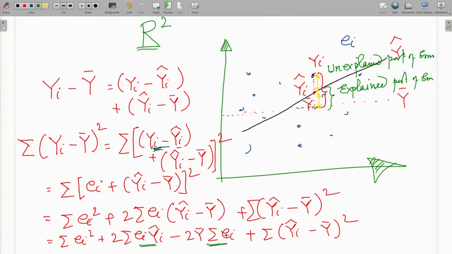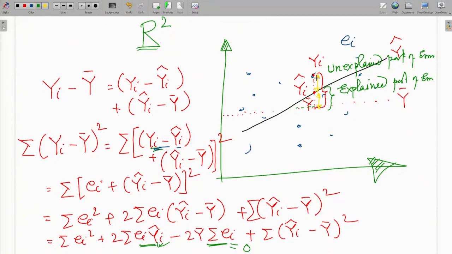So, the second term, summation of ei, will be 0, that we know, because it is the sum total of the error term. There are positive errors and negative errors, so when you add them up, it is going to be 0. What about this term? This is a very interesting thing that you have to think about: ei and yi hat.